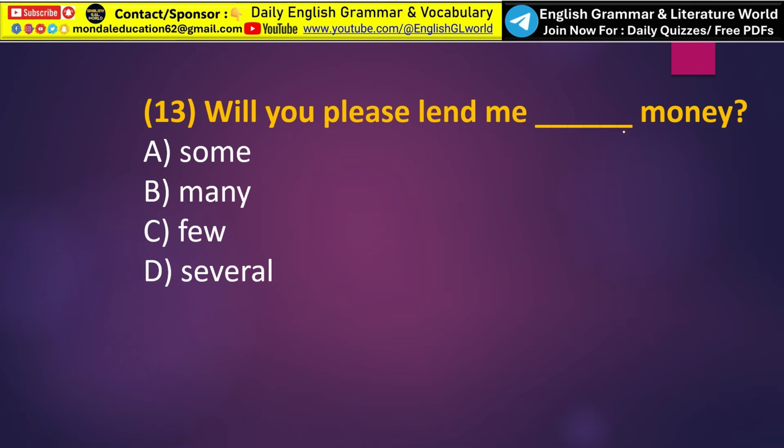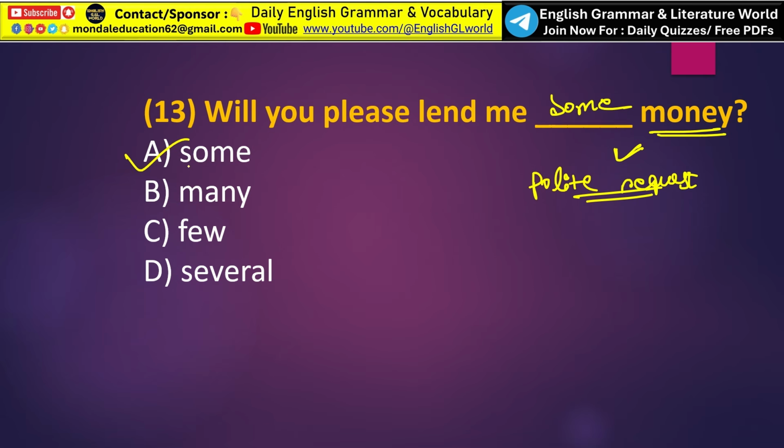Will you please lend me dash money? Now the confusion is whether money is plural or singular. So look, the sentence itself is an interrogative. The sentence is also a polite request, and in a polite request, we generally use some. So, will you please lend me some money? That means option A, some, is the correct answer. Understand? So many, few and several are not the appropriate options.